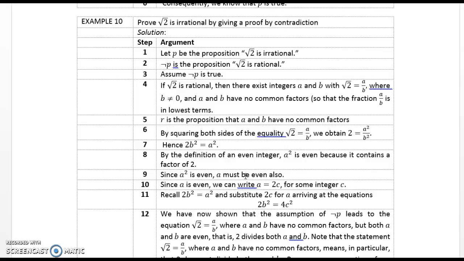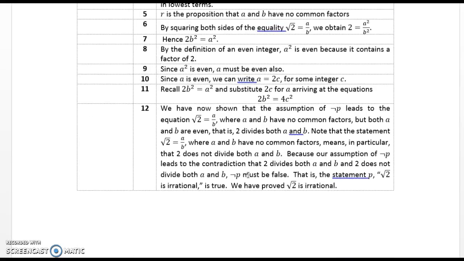R is the proposition that a and b have no common factors. By squaring both sides, we obtain 2 is equal to a squared over b squared. Hence, 2b squared is equal to a squared.